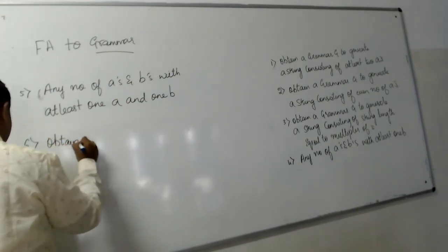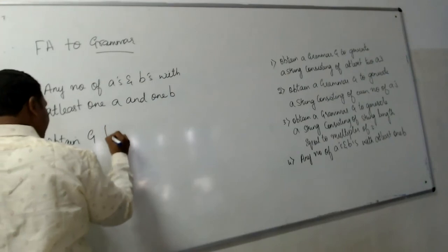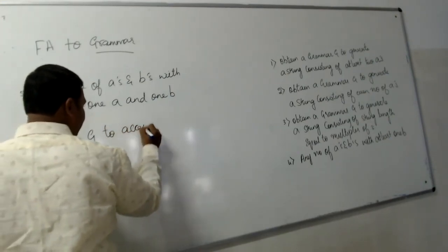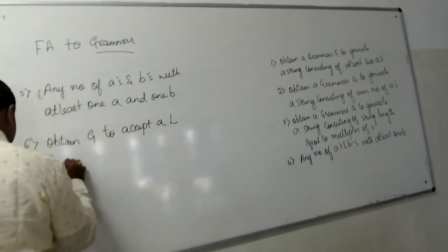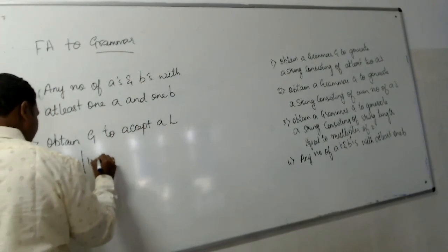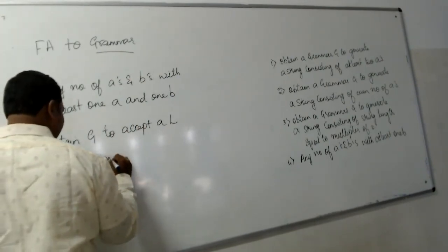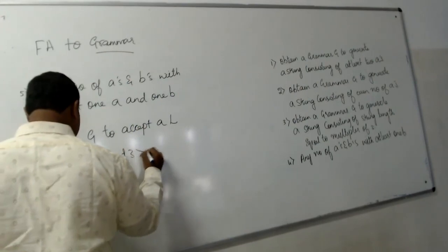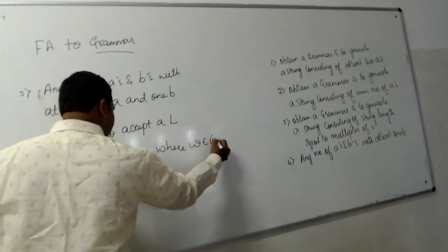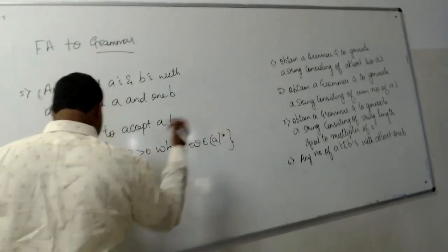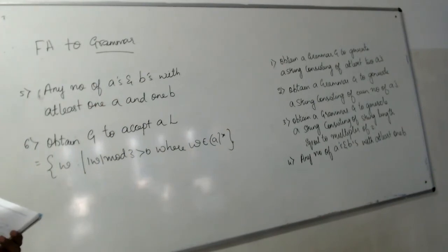Next, obtain grammar G to accept a language. Accept a language L equals to W, the length of the string mod 3 greater than 0, where W belongs to A star. Try to analyze these things and try to solve the problem. In the next class, I will be sharing the solutions for these assignment questions after you submit.